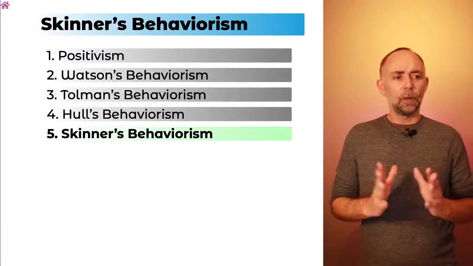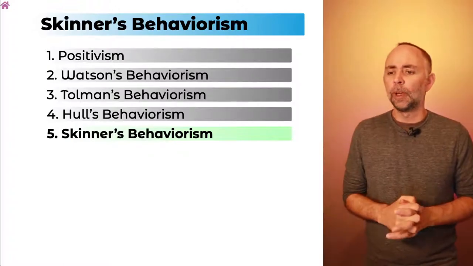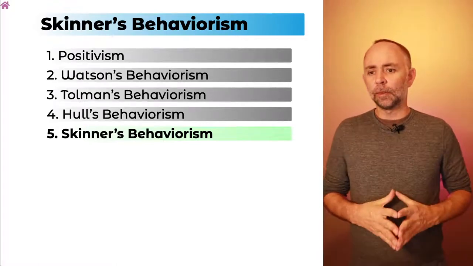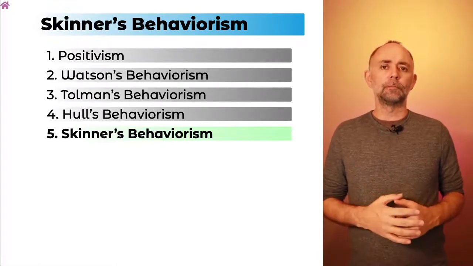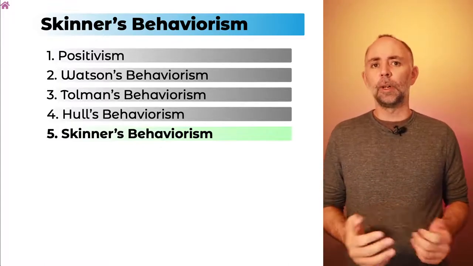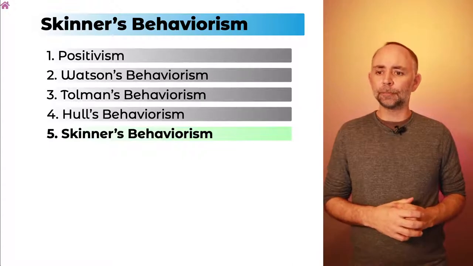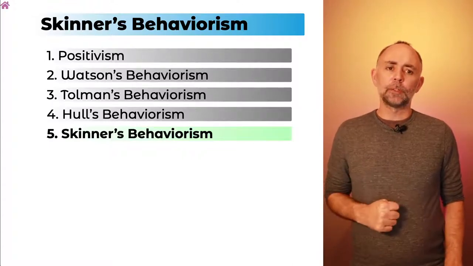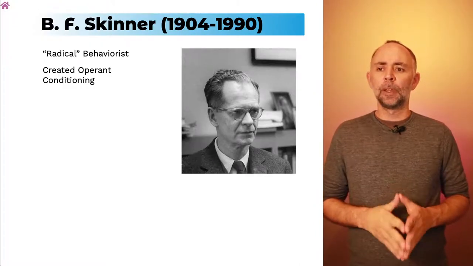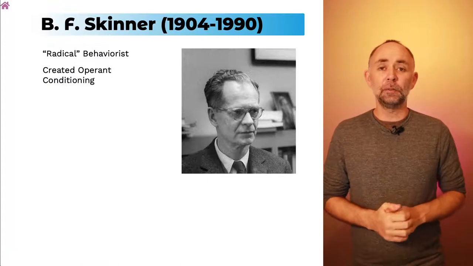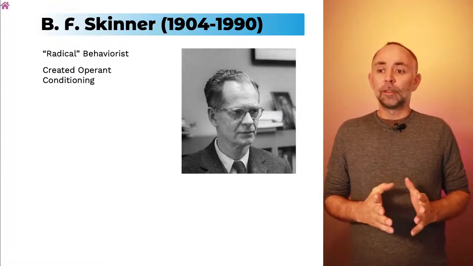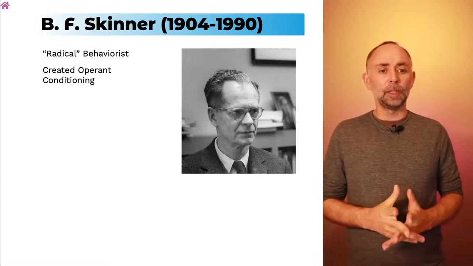We're not going to go much more into Hull's behaviorism. I wanted to point it out as a foundational aspect for mathematical psychology, the use of math equations and math modeling or computational modeling is widespread in modern cognition. The last version of behaviorism we're going to talk about is Skinner. This is B.F. Skinner, and I've got him down as a radical behaviorist. He's well known for many things, including operant conditioning.